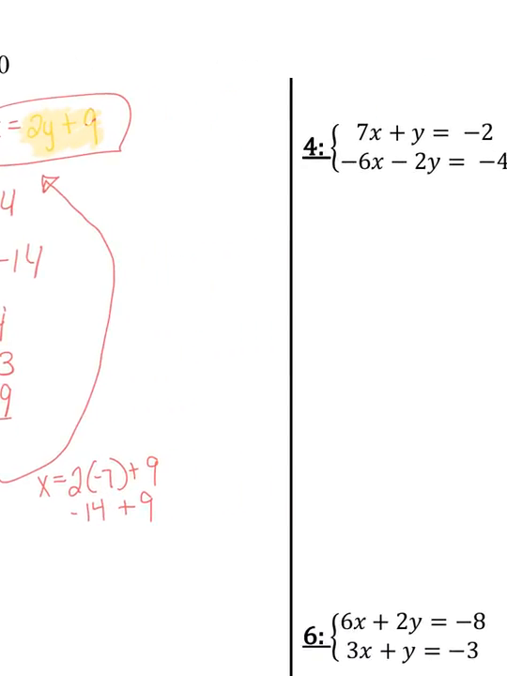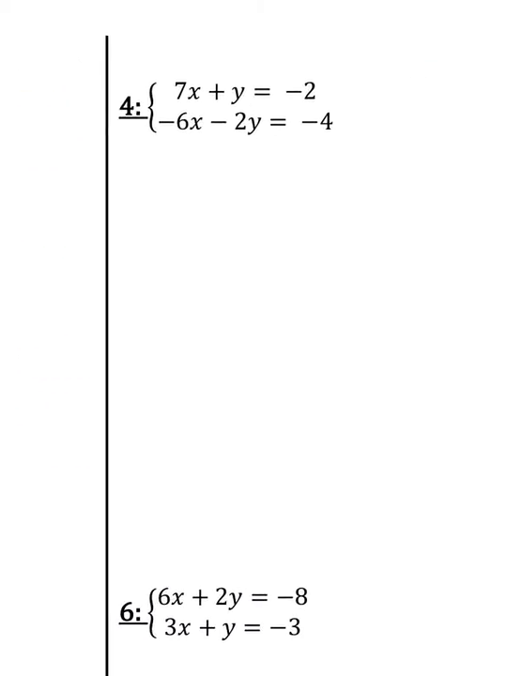Let's look at number 4. So in number 4, I'm looking for the easiest variable to get by itself. Look how y has no coefficient. Now, I want to point out, it's not always going to be the top equation that we're going to manipulate. It just happens to be that way. So I subtract the 7x to the other side, and I'll get y is equal to negative 7x minus 2. So I kind of just cross that out. I'm not going to use that anymore.